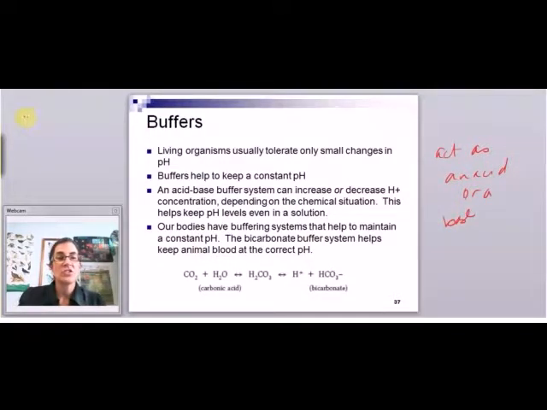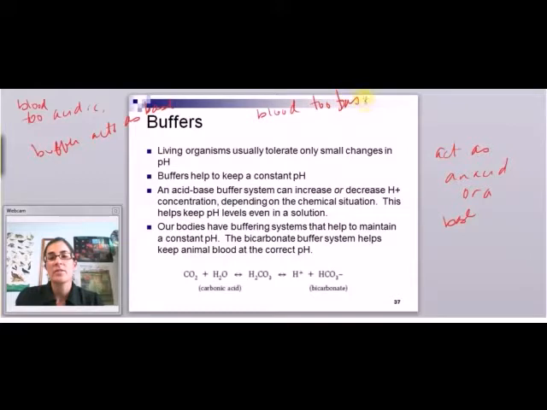If the blood is too acidic, so imagine our blood is too acidic, then the buffer will act as a base. If the blood is too basic, then the buffer will, and you hopefully can guess this, act as an acid. So the same buffering system can do both. And this is just an example of the bicarbonate buffer system. This is what works in your blood.